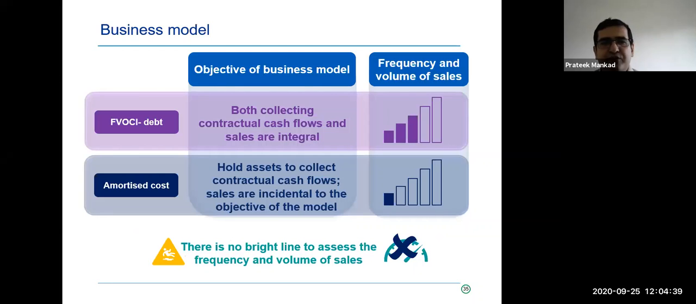It says for an FVOCI debt, if the objective of business model is collecting cash flows and sales are integral, that's FVOCI debt. Versus amortized cost, where you only collect cash flows to maturity. Sales are incidental. Sales never form a deciding factor of how you manage the business. I gave a loan, I originated a trade receivable, that's it. No further assessment, I am not going to do any more analysis.